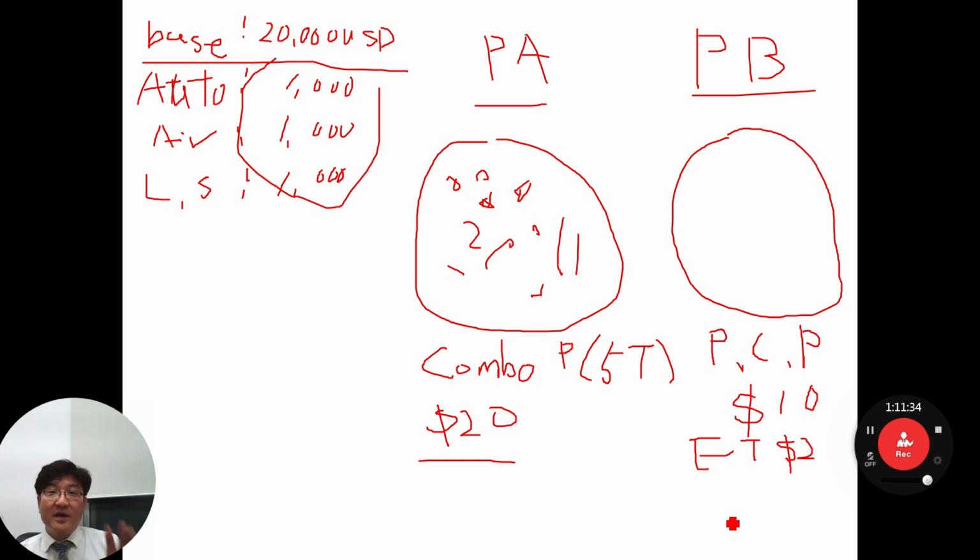Okay, suppose we have two ways to present this pizza. Pizza A is a combination pizza with 5 toppings at $20. The other way to present this pizza is to present, I'm sorry, the plain cheese pizza.